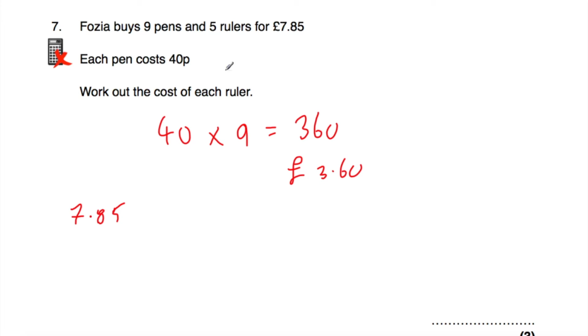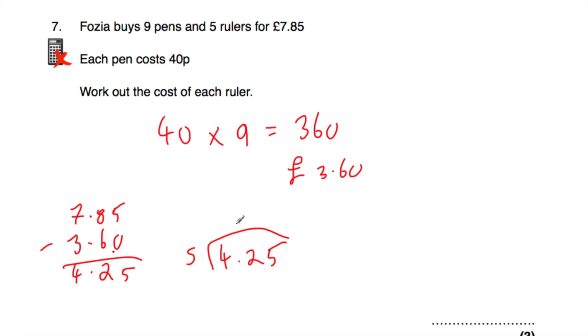And now we know the total cost of the items is £7.85. So if we take the £7.85 and subtract the £3.60, the price of the pens, we can find the total price of the rulers, the total price of the 5 rulers. So let's do that. So 5 take away 0 is 5, 8 take away 6 is 2, and 7 take away 3 is 4. So the total price of the rulers is £4.25. Now she actually bought 5 rulers, so this is the price of 5 rulers. So if we take the £4.25 and we divide that by 5, we can find the price of 1 ruler.